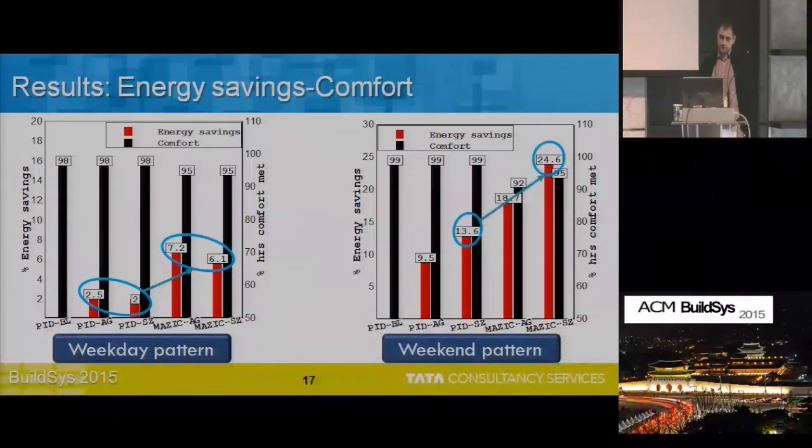On a weekend pattern, since there is a significant skew, you can manage to get around a savings of 11% in this case. Again, if you compare it with a true baseline, which again tries to cool for all the 200 people, you see a significant savings of about 25%. But if you want to compare the proposed control with the equivalent PID based approach, then you get a savings of about 11% in this case.